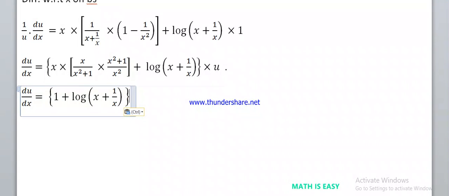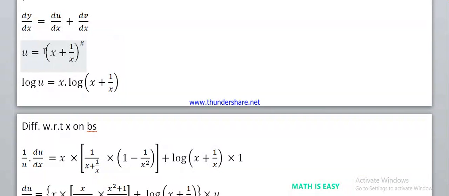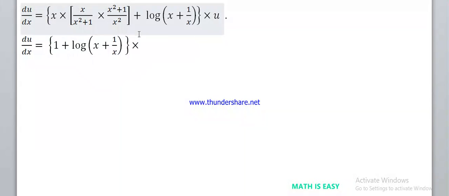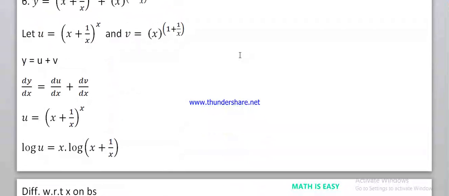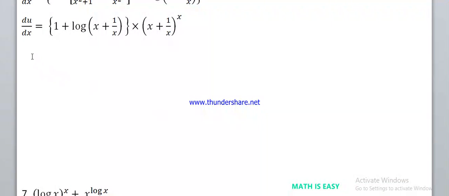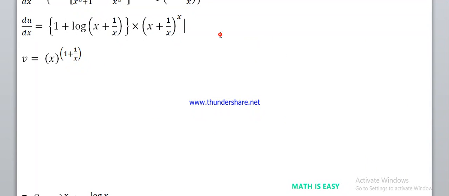Multiply with u. What we consider as u? We consider u as this one. Okay, Control V. So this is the value of du by dx. Now what I have to find out, I have to differentiate now this term. The question is not over, okay? This question comes for 4 marks. We got v value as this one.